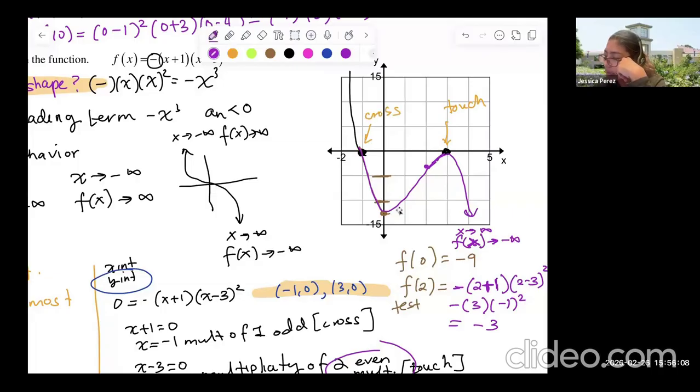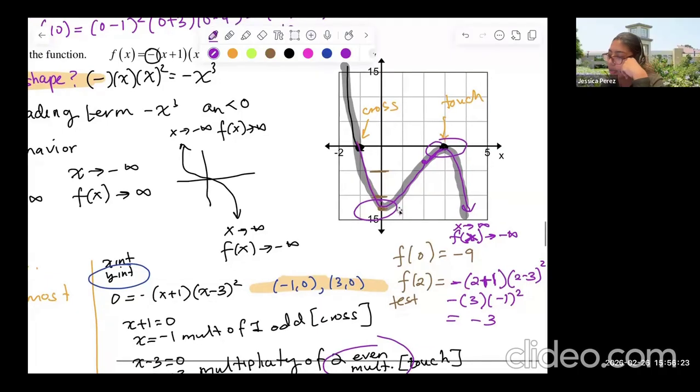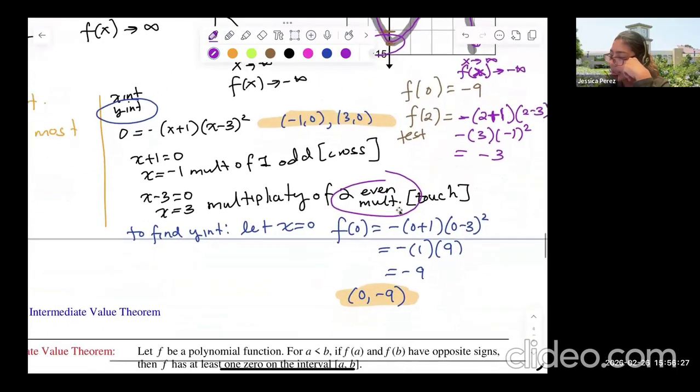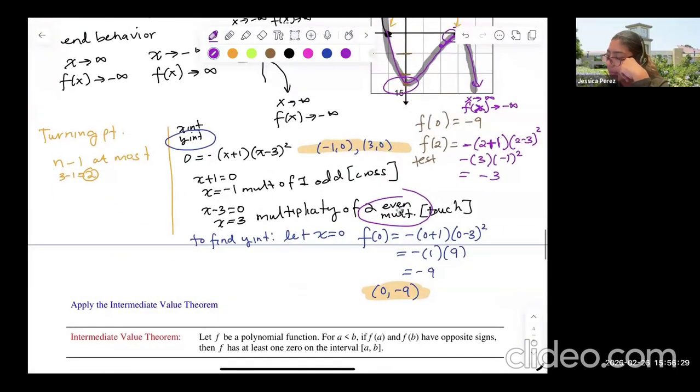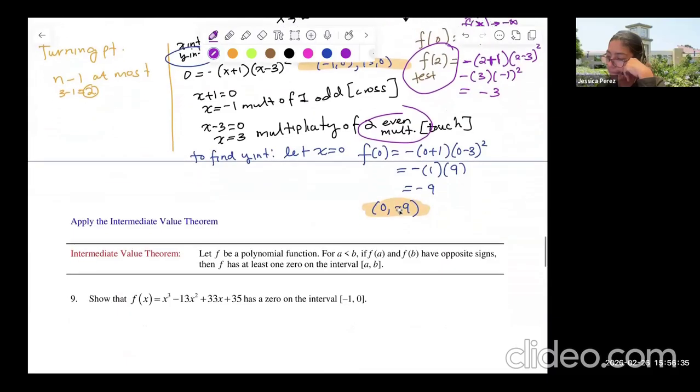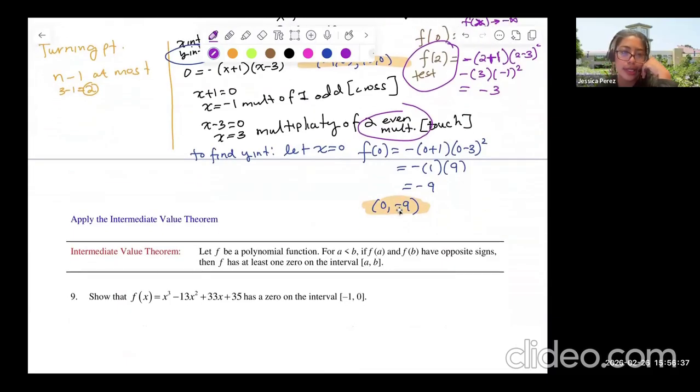And I have 2 turning points. So there's my 2 turning points. Down, up, down. I have a turning point here and a turning point here. And that's n minus 1 turning points, which corresponds exactly to what I want. So what we actually had to do was test a point right in the middle between 0 and 3, and we tested 2. And with that, we are able to sketch.